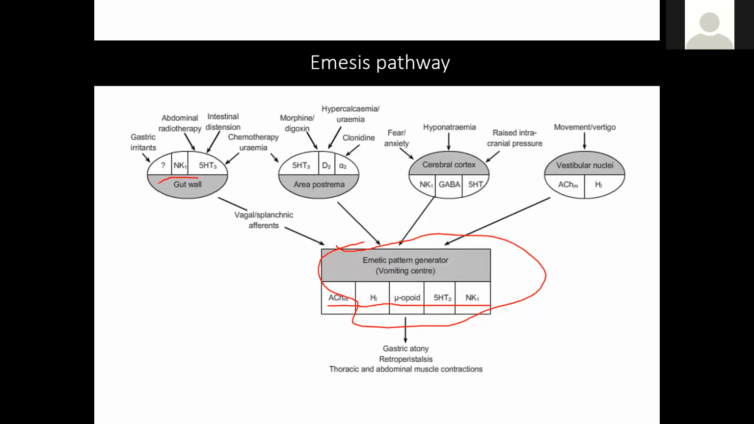Now we can start here, gut wall. What are the receptors in the gut wall? We can see neurokinin 1 is there, 5-HT3 is there. So if you want to block these receptors, we have to give drugs which act on 5-HT3, which will block the 5-HT3 receptor. So these are the examples given above.